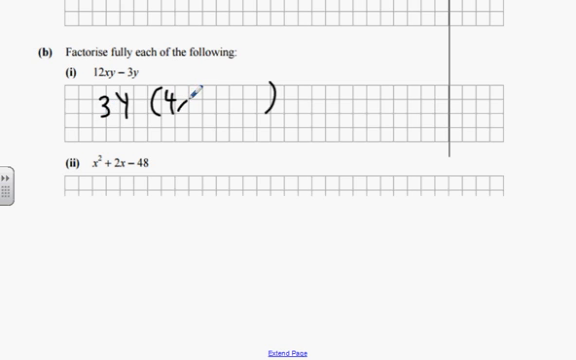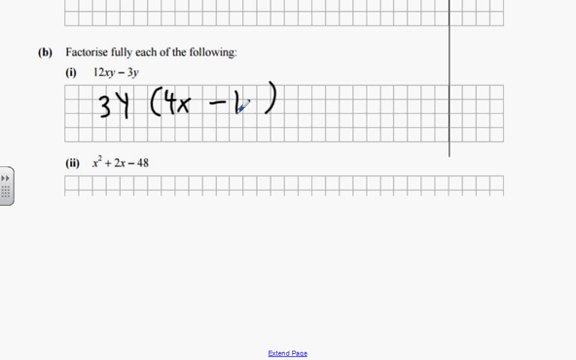4x. Think about it: 3 by 4 is 12, y by x is xy. What about the other one then? What number do we need to multiply 3y by to turn it into minus 3y? Minus 1. So 4x minus 1. To check it, you multiply it back out, and if it equals the same thing, you've done it right.